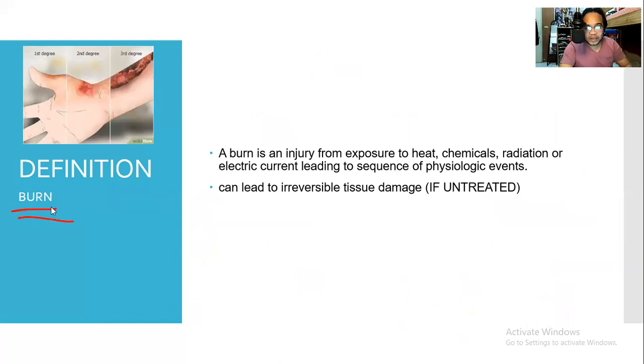Now, by definition, a burn is an injury from exposure to heat. Not only heat, you also have chemicals, radiation, or electric current leading to a sequence of physiologic events, which will be discussed later on. It can lead to irreversible tissue damage if untreated. That is why the treatment is aggressive when we're trying to manage your burn.